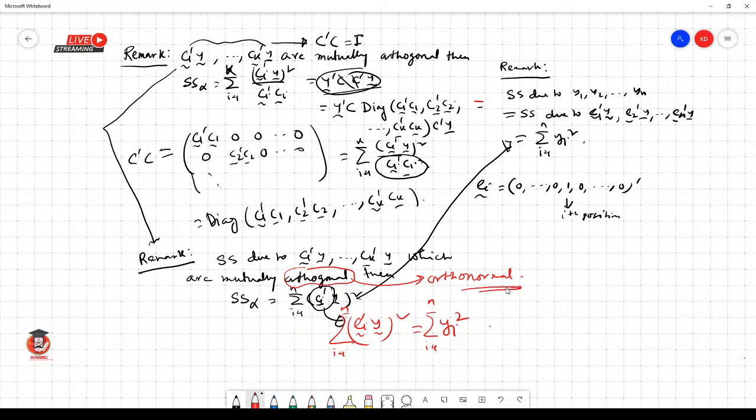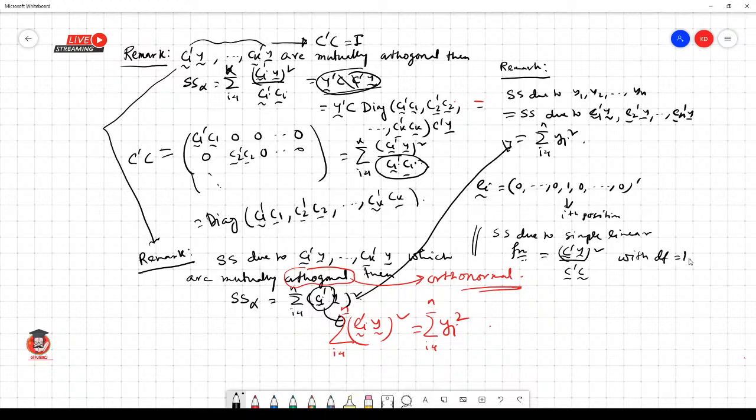So and this is due to simple linear function. SS due to simple linear function is equal to (c prime curl y curl) whole square over c curl prime c curl with degrees of freedom 1. So please tell me, have you any problem?